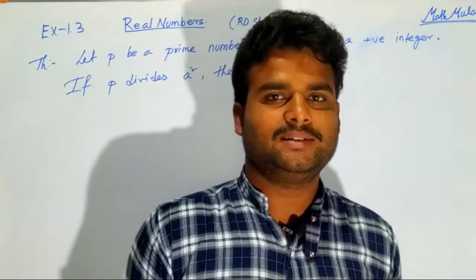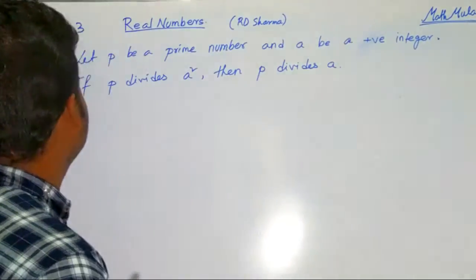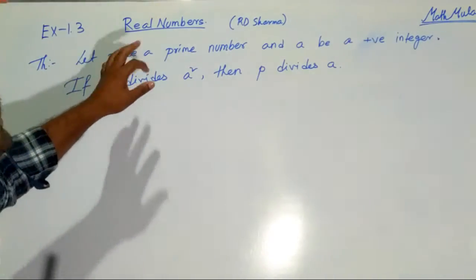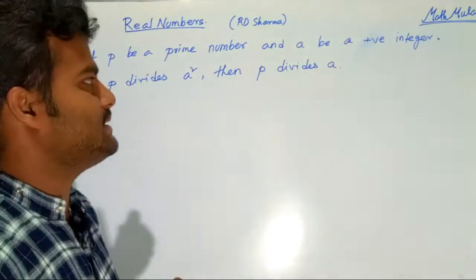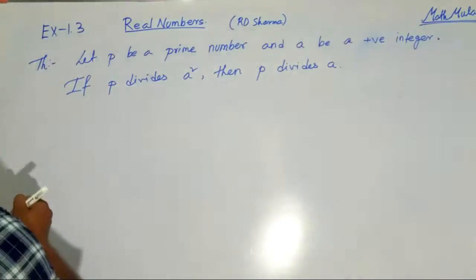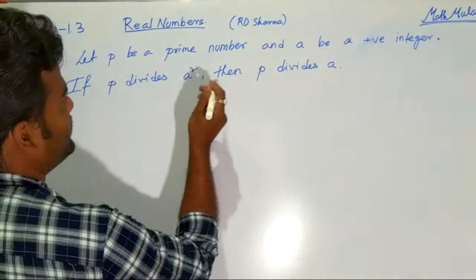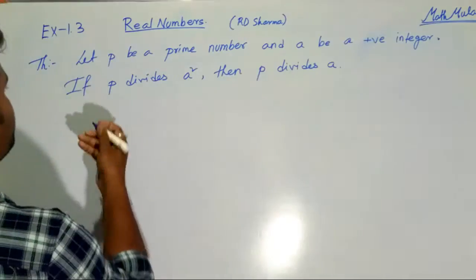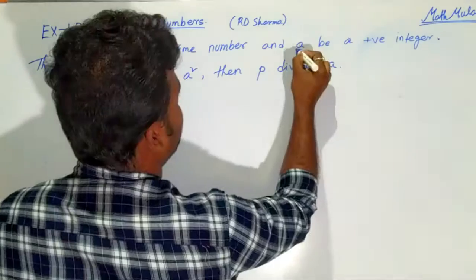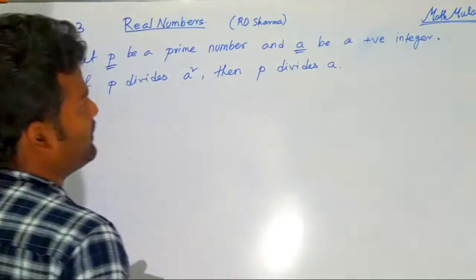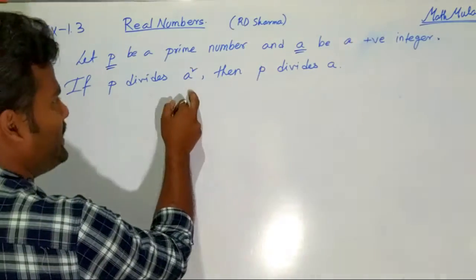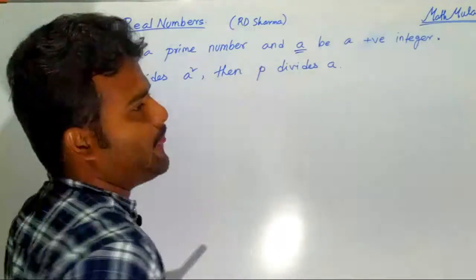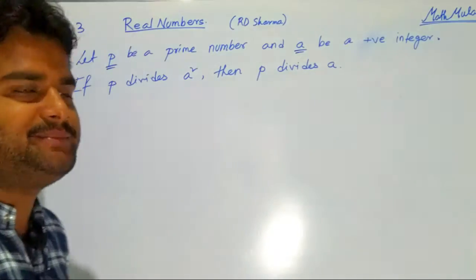Now we learn the second theorem. Let P be a prime number and A be a positive integer. If P divides A square, then P divides A. Now, P is any prime number and A is any positive integer. If P divides A square, then P divides A. Now we prove this theorem.